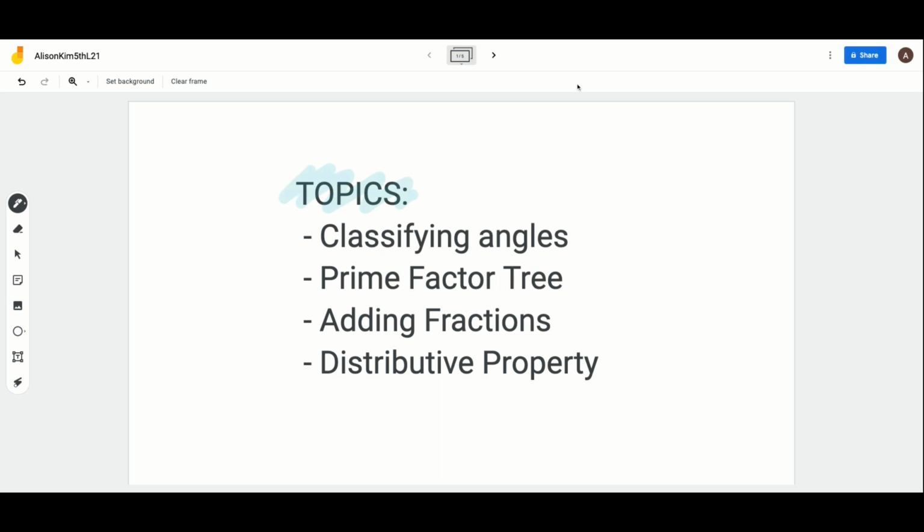Hi 5th graders, today we're going to learn about classifying angles, prime factor trees, adding fractions, and distributive properties. So let's get started.